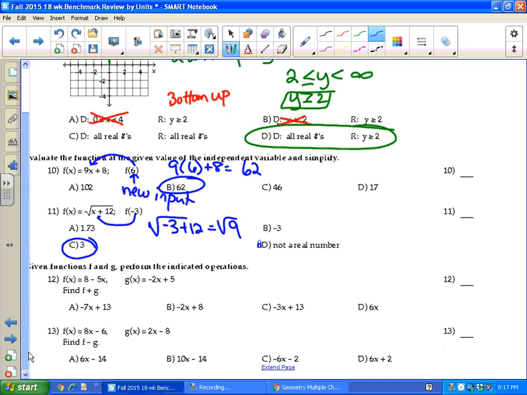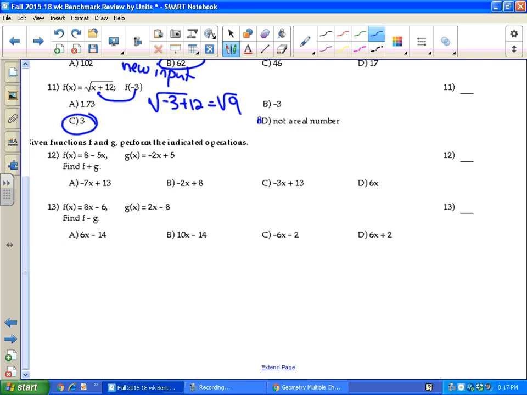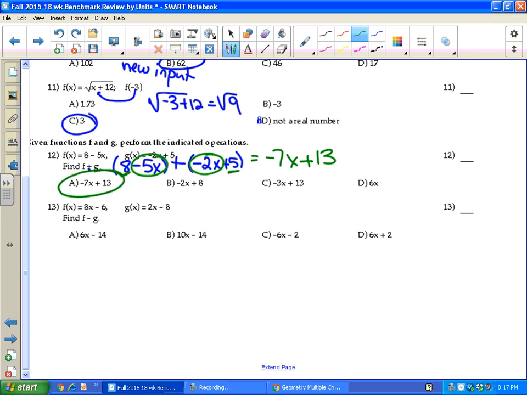Given the function f and g, find the indicated operations. When it's written f plus g, I take the f function, write it down. I take the g function, write it down. And then what am I going to do? I'm going to add them. So I'm going to put a big plus sign between them. And now I just add like terms. -5x, -2x is -7x. 8 and 5 is +13. So choice A is correct.